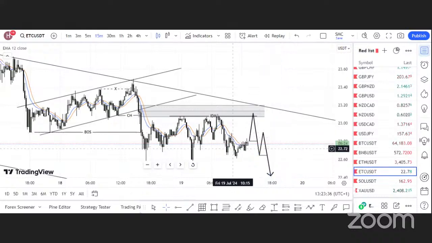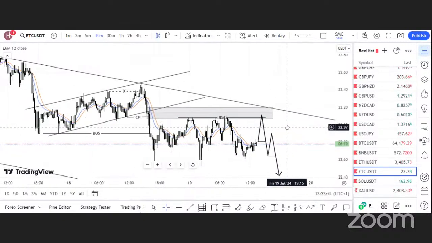So this is the move I'm expecting this market to make. All right. This is ETC USDT.